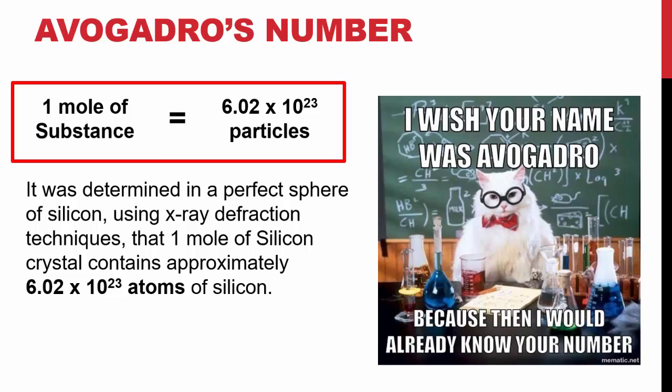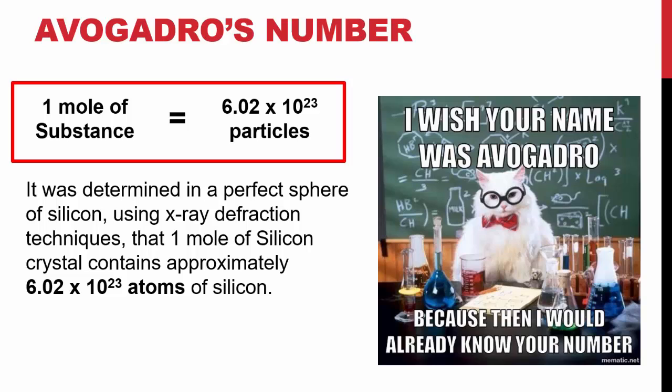The way this number was actually determined and analyzed after years and years of theory is that they took a perfect sphere of silicon, Si, and using a technique called X-ray diffraction, they could determine, based off the differences in distances between all of the different atoms, which they were actually analyzing in this X-ray diffraction technique, that 1 mole of silicon crystals contains approximately 6.02 times 10 to the 23rd atoms of silicon.